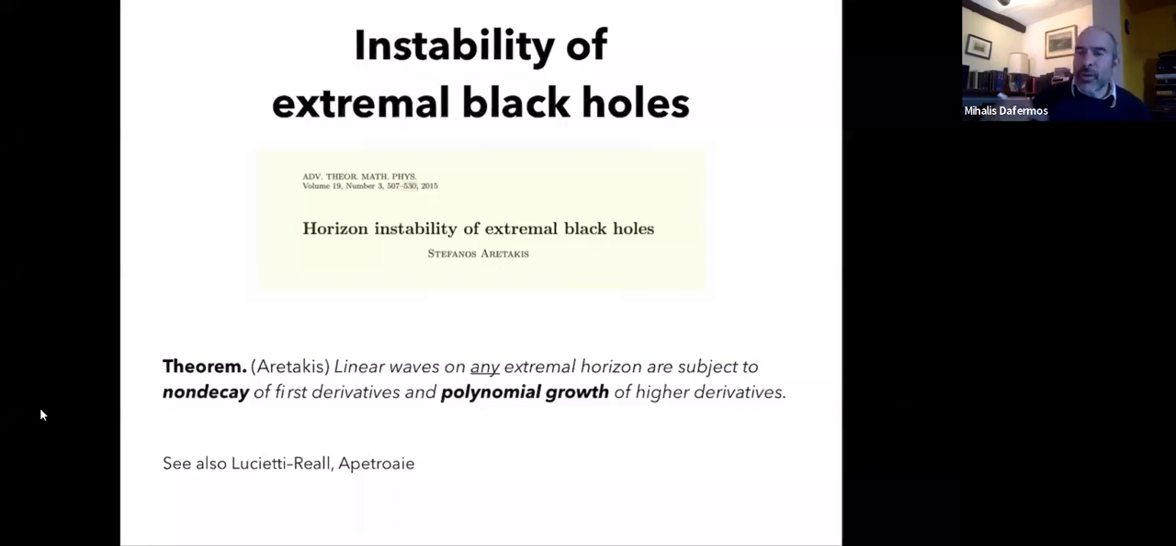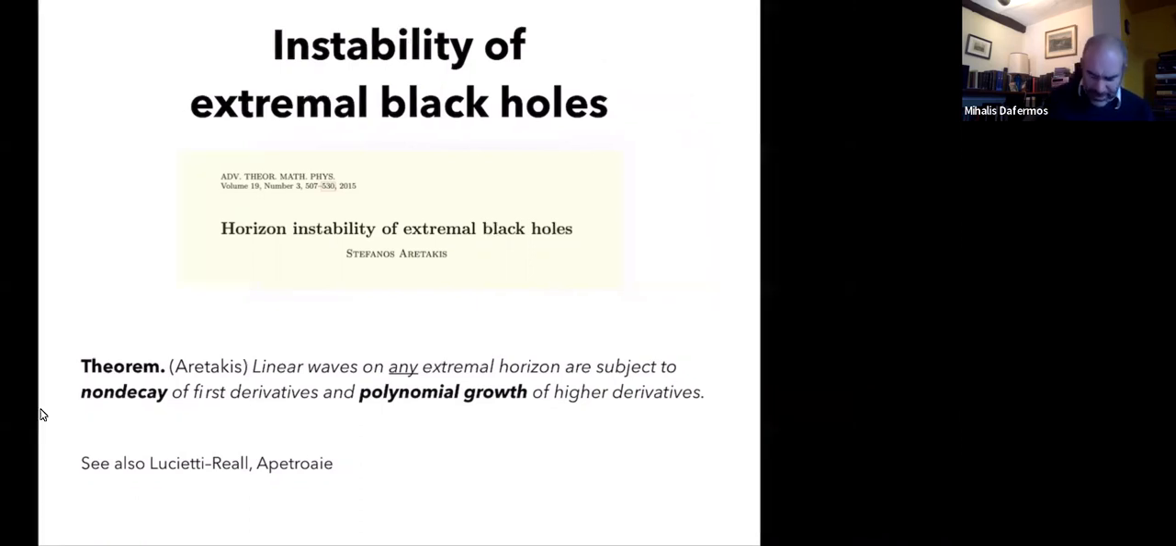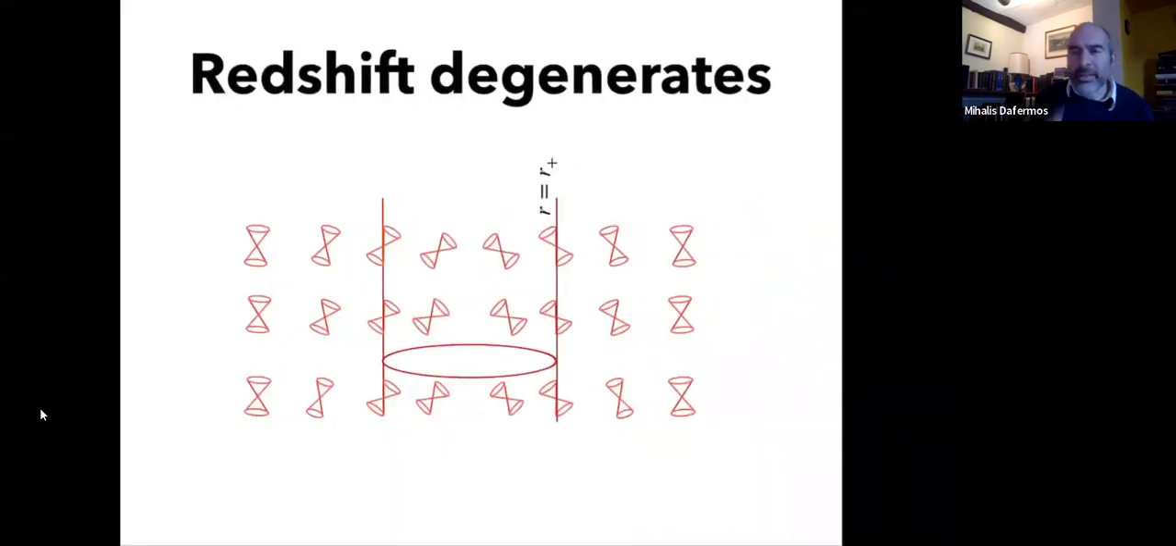Linear waves, so any sort of linear wave equation in the exterior of an extremal black hole will be subject to non-decay of first derivatives and polynomial growth of higher derivatives. So let me just say a little bit why this happens. This effect happens exactly because the redshift that I talked about previously degenerates in the extremal case.